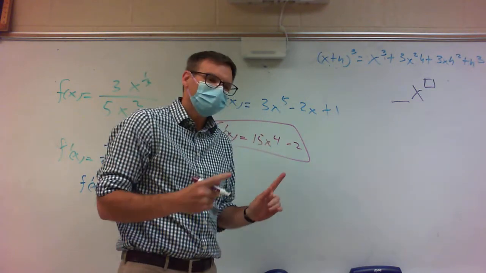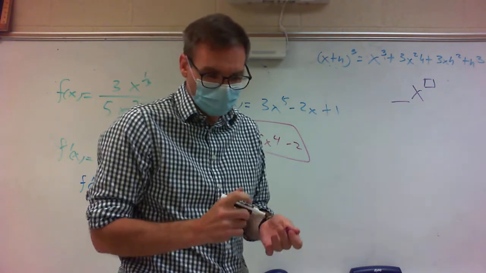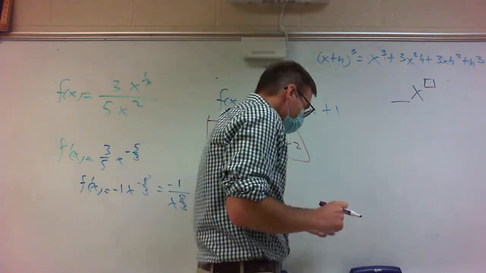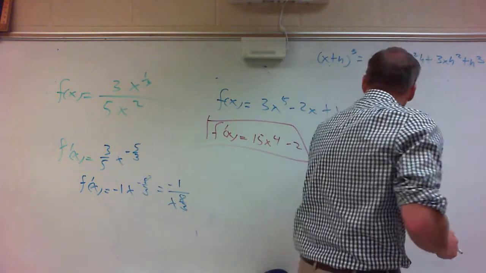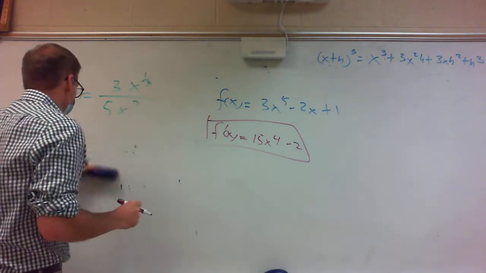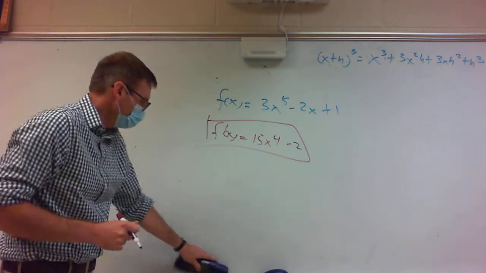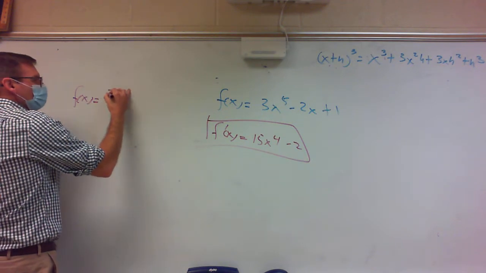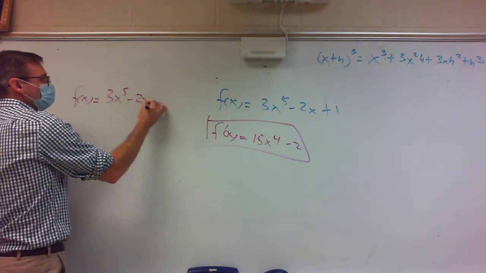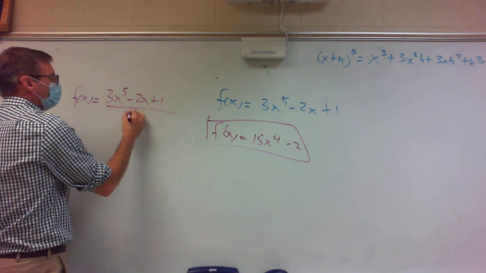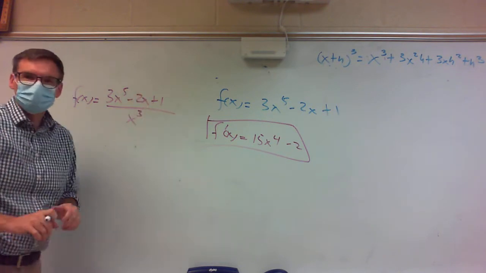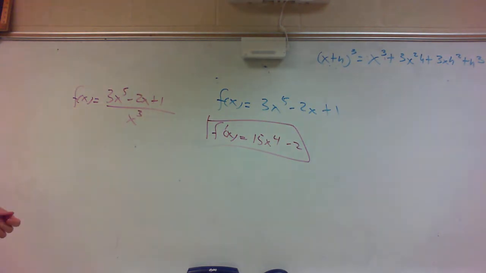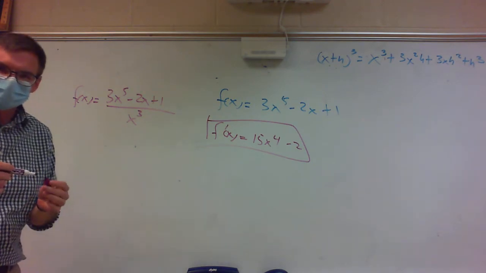But this isn't the question I wanted to ask. See, the question I wanted to ask was, what if I give you f of x is equal to 3x to the 5th minus 2x plus 1 all over x cubed? So everybody write that down.